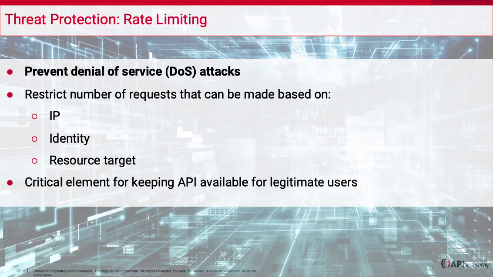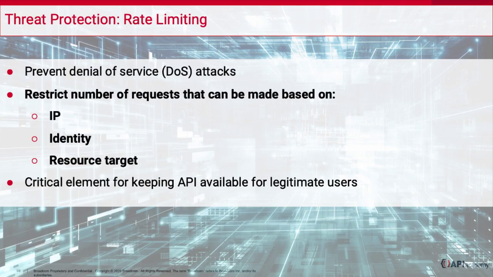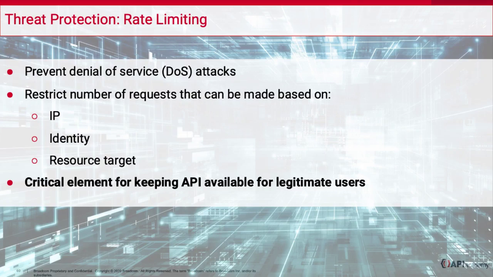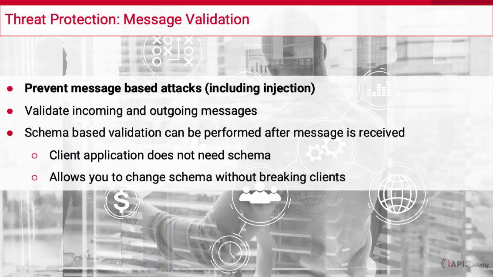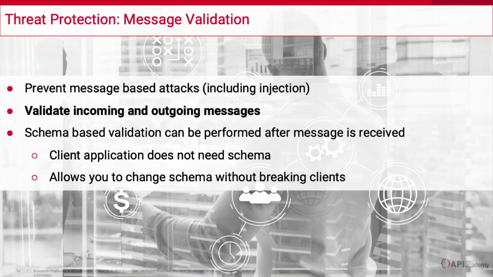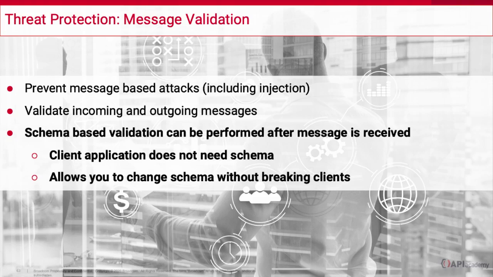Rate limiting is used to prevent denial of service attacks and controls the amount of incoming and outgoing traffic in the network by restricting the number of requests. It is considered a critical element for keeping APIs available for legitimate users. Message validation prevents message-based attacks, including injection. It validates incoming and outgoing messages, and validates requests against a predefined schema after message is received.